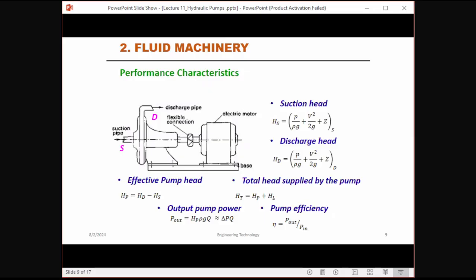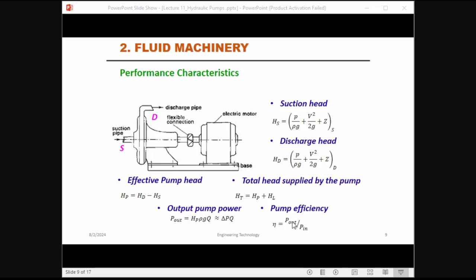Then finally you can get the pump efficiency using output power divided by input power. Output power means this hydraulic power, this fluid power. Then input power means mechanical power.